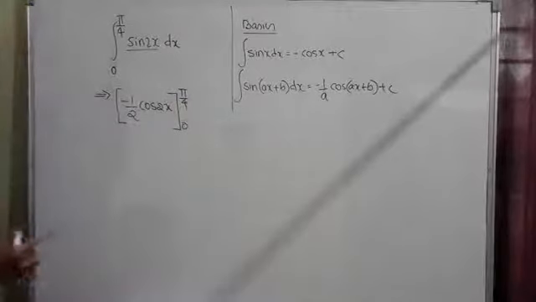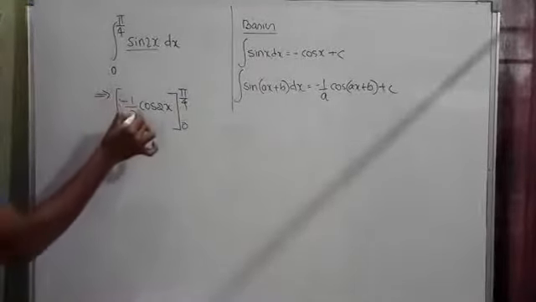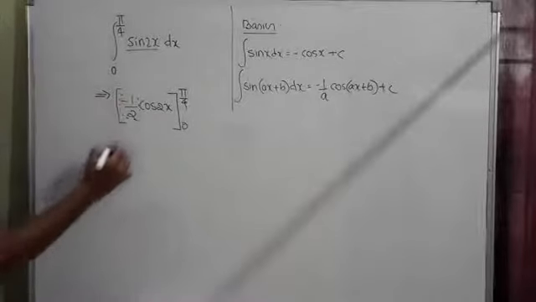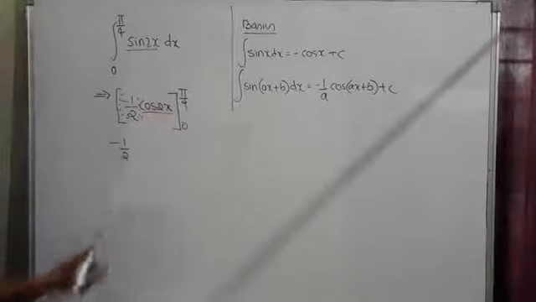pi/4. So now this -1/2, which is a constant, we can take it out, and we can apply the upper limit and lower limit only for this function.